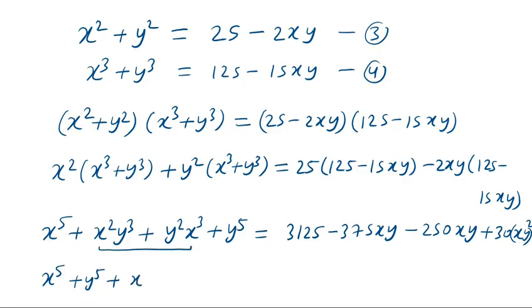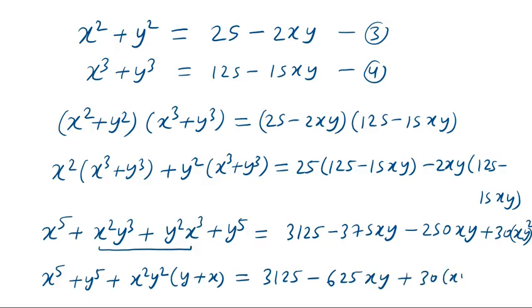Here if we take common x square y square, then you will get inside the bracket y plus x is equals to 3125 minus, here 375 xy minus 250 xy, then you will get here 625 xy plus 30 times xy whole square.